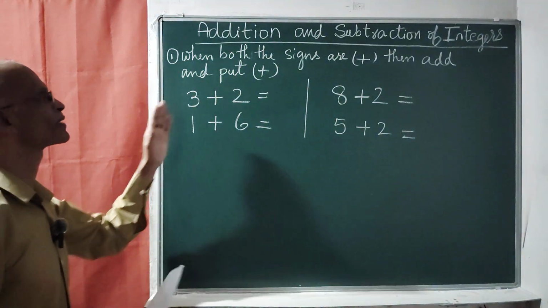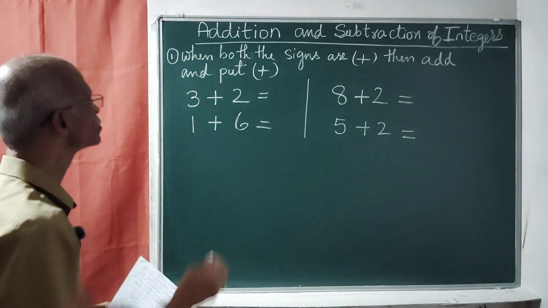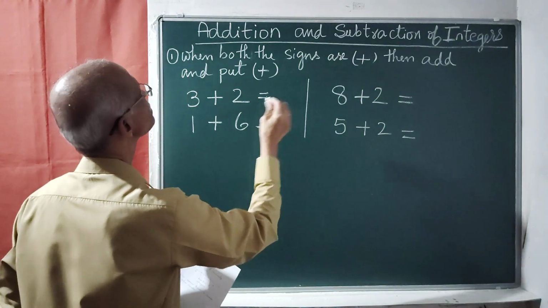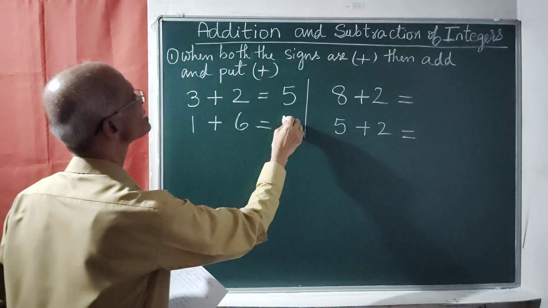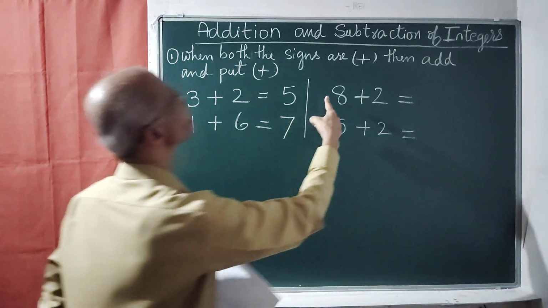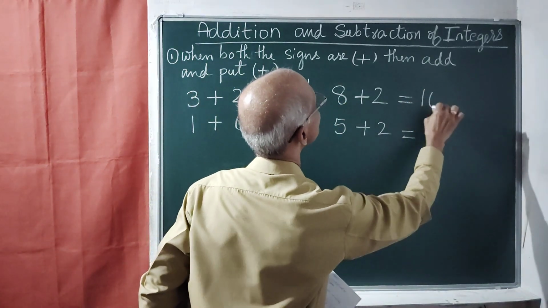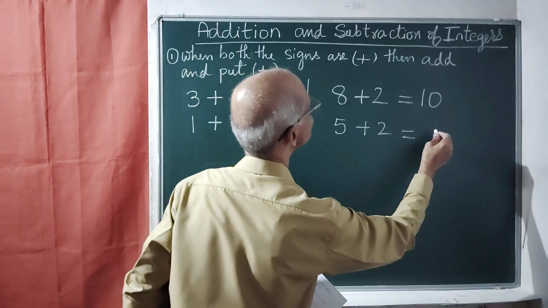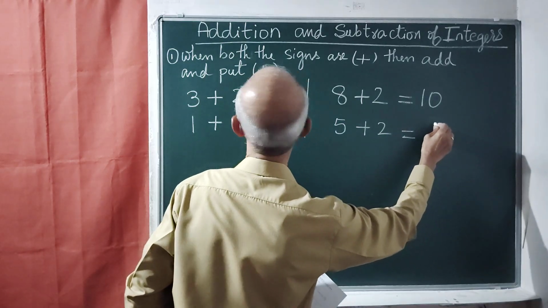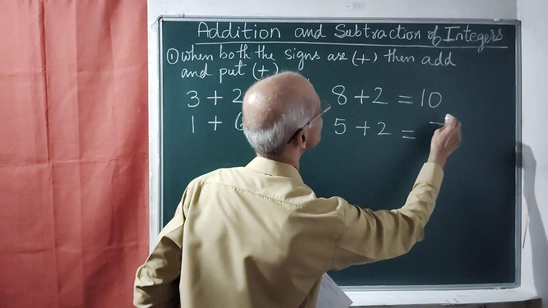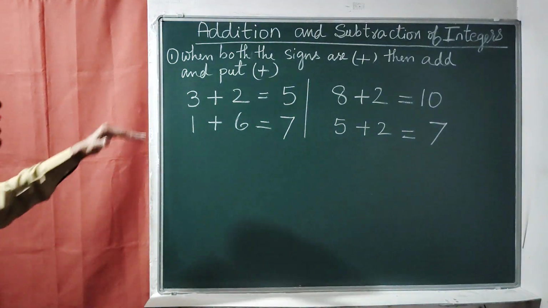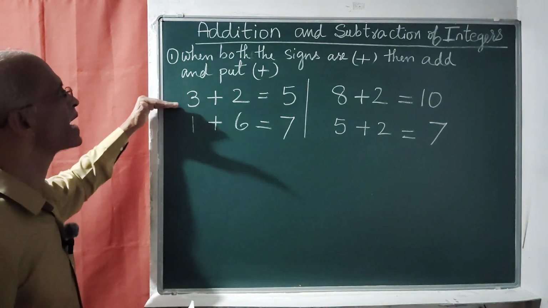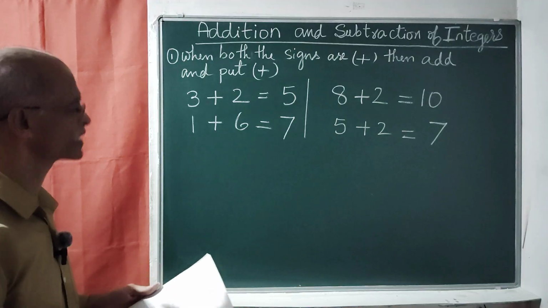So when both are pluses, add and put plus. So I'll get here +5. Here I'll get +7. I'll get +10. I'll get +7. So when both the signs are plus, add and put plus. That is the first case.